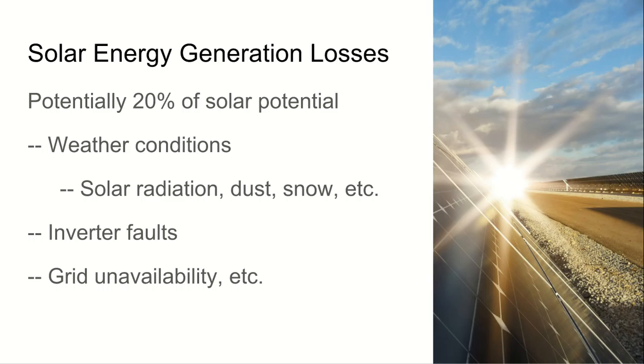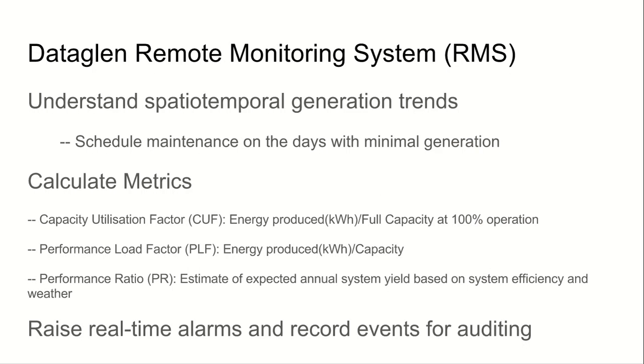grid unavailability. The Dataglen Remote Monitoring System provides an understanding of generation trends over space and time, allowing plant operators to schedule maintenance on the days with minimal generation. The system shows metrics such as capacity utilization factor, performance load factor, and performance ratio. And it raises real-time alarms and records events for auditing.